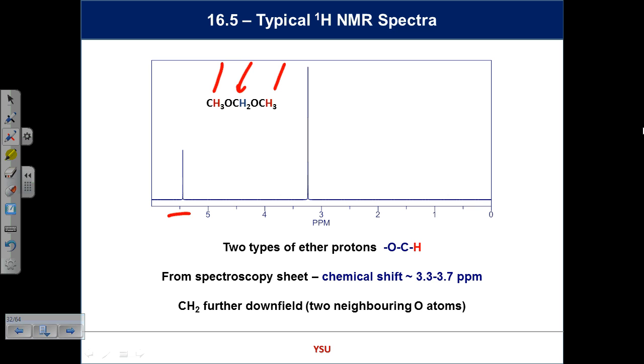So now we'll talk about the size of this thing. This seems to be smaller. This seems to be bigger. That will be important in a second. But so far, the chemical shifts, where these things show, is logical based on things like electronegativity.